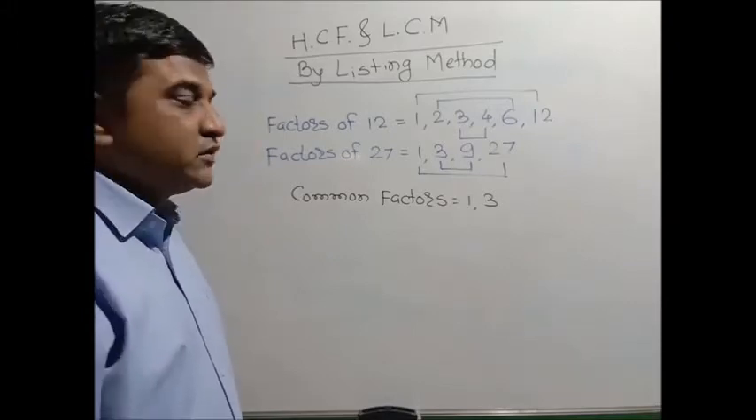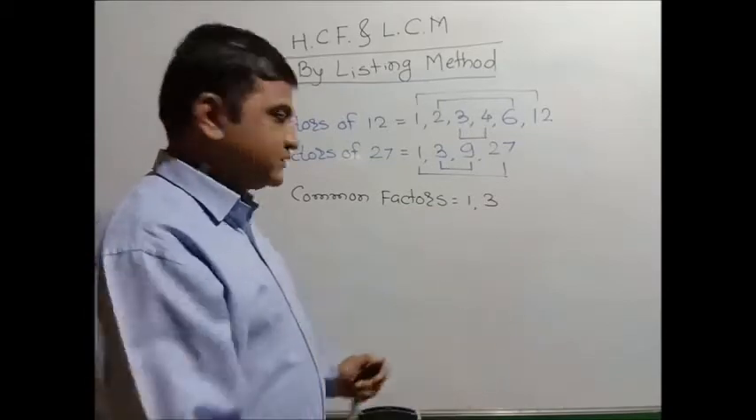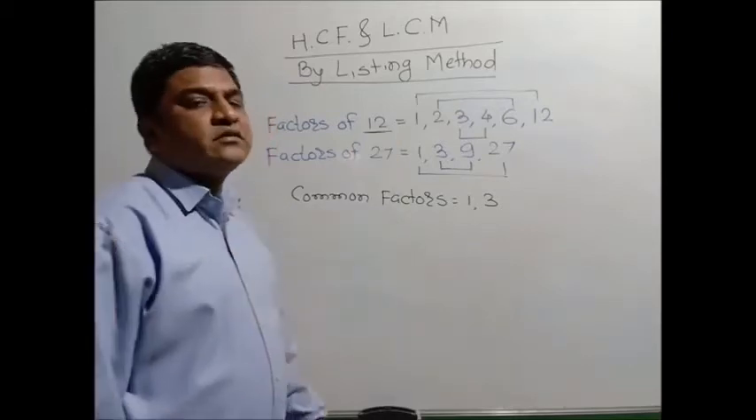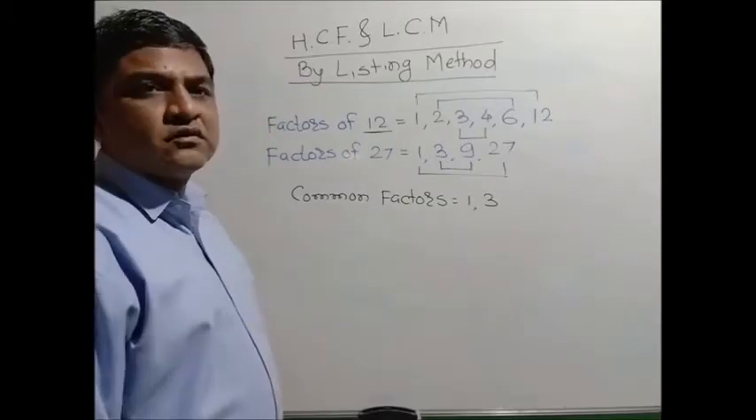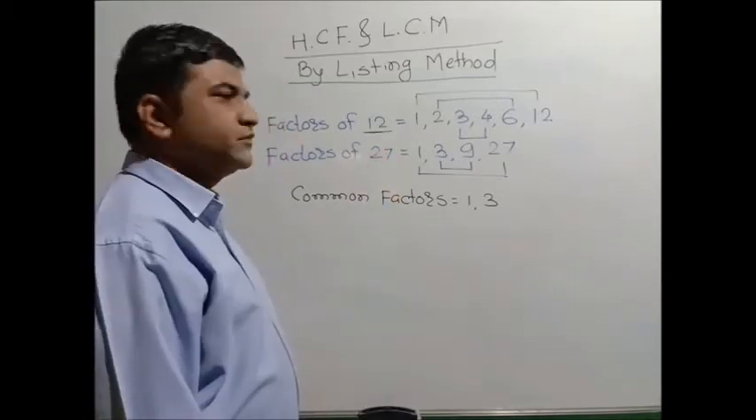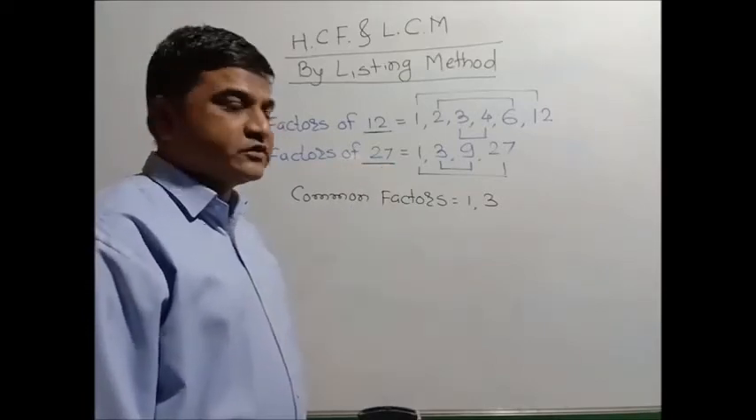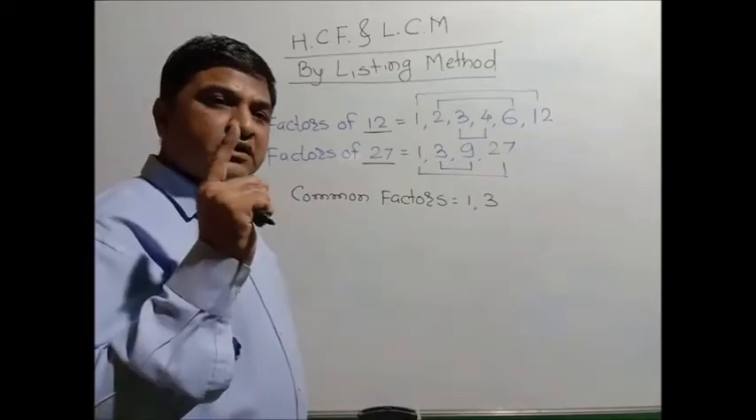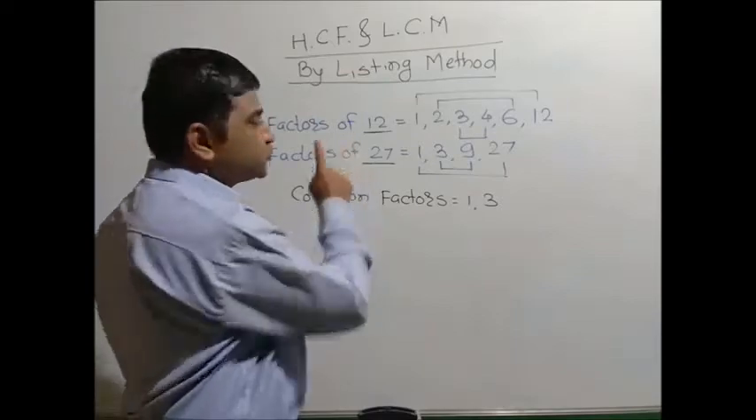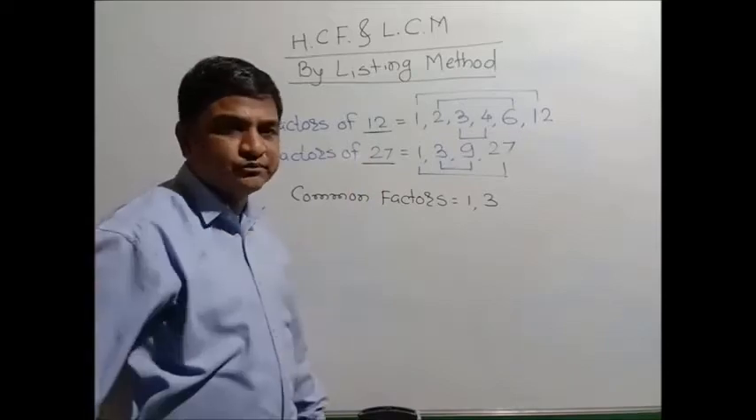What I want, okay, we'll just frame this question in a mathematical statement. Say, suppose a person is having a red ribbon of 12 meter length and a blue ribbon of 27 meter length. Now he wants to make equal size pieces of the ribbon without any vestige. He doesn't want to make any vestige. But the piece of red ribbon should be equal to the piece of blue ribbon.